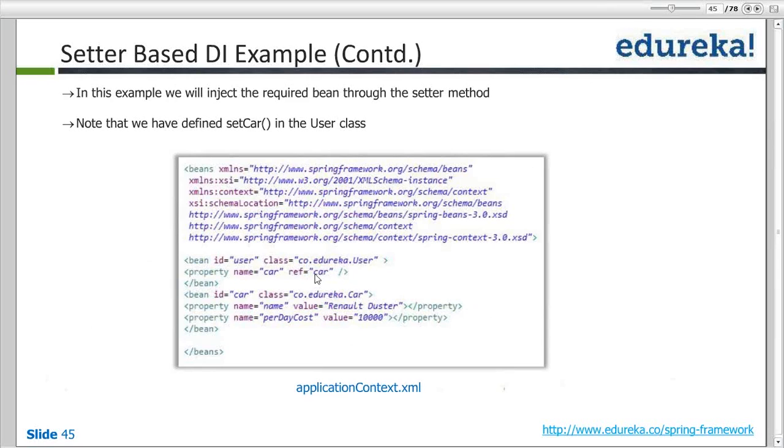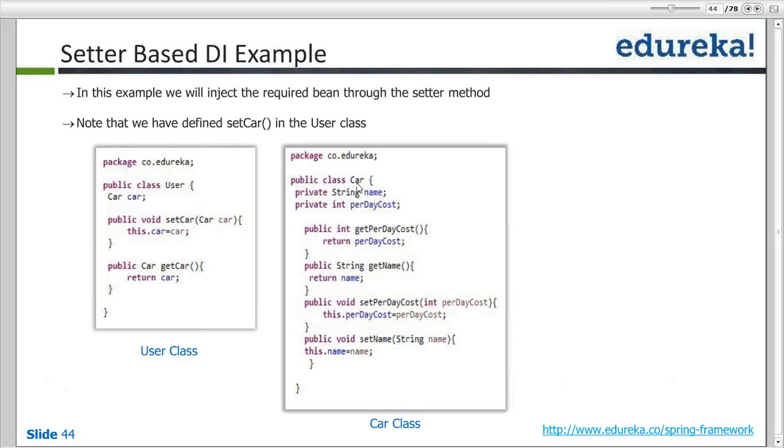So where exactly have we defined this car bean? You can see it below. Here itself we have defined this car bean, and then we have this bean with ID equal to car, and which class it corresponds to. This is co.edureka.car.